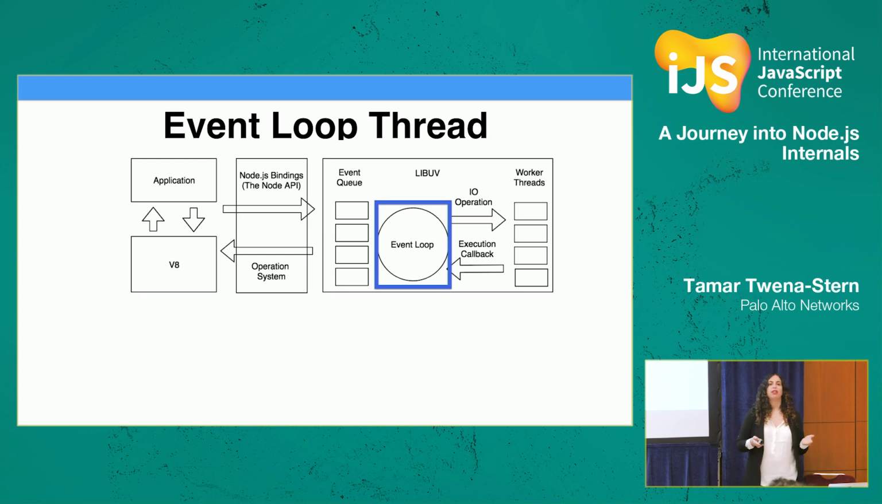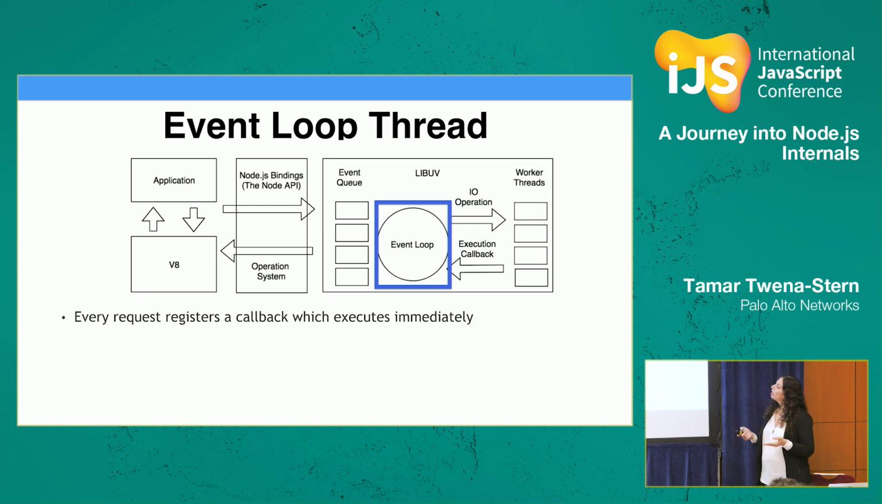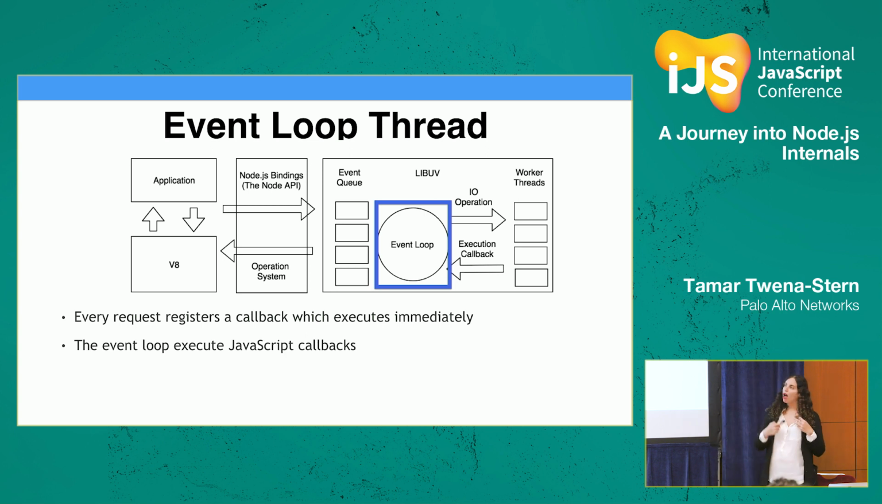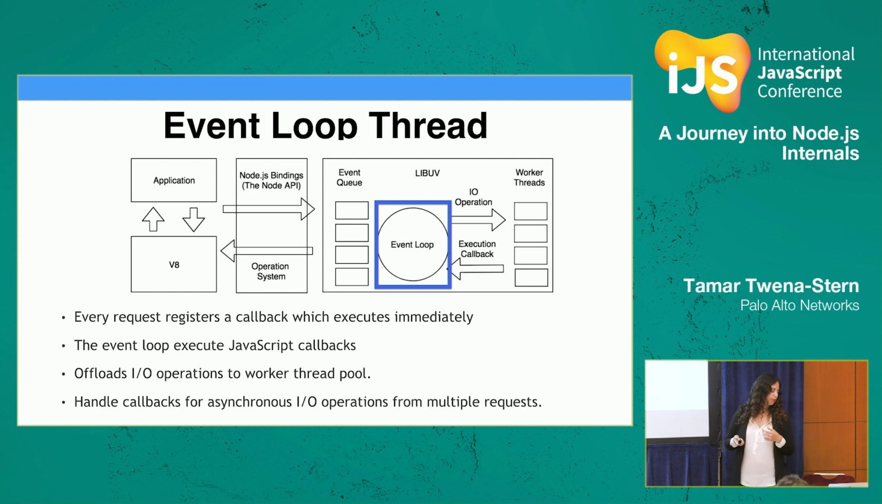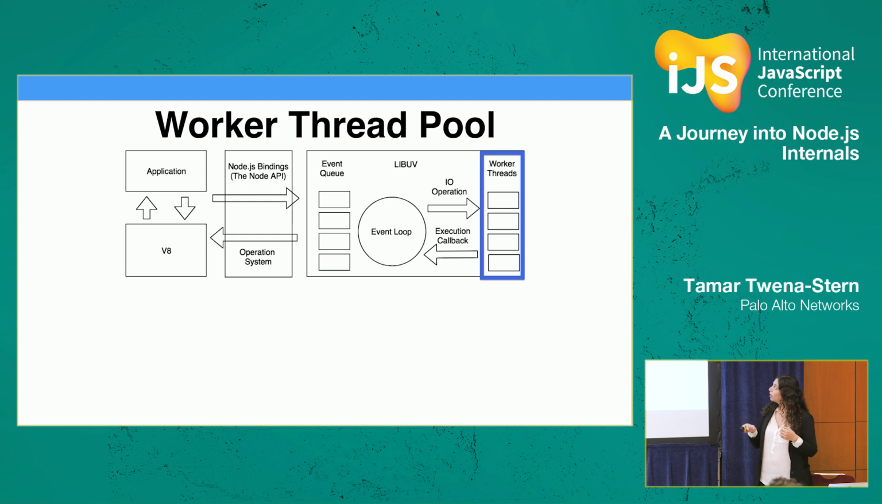Now, if we're talking about the event loop thread itself, then, as I said, every request registers a callback to the event loop when it arrives to the server. That callback executes immediately, and then the other callbacks of that request flow just arrive to the event queue of the event loop. And if you're doing I/O operations as you should, asynchronously, then those I/O operations would be offloaded to the worker thread pool.